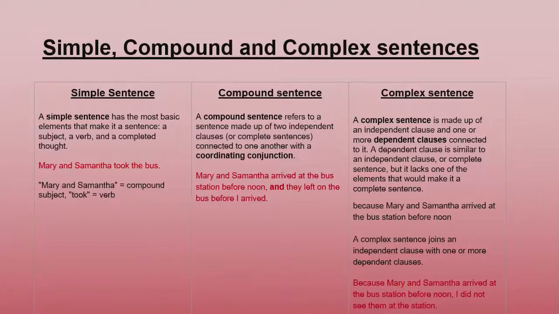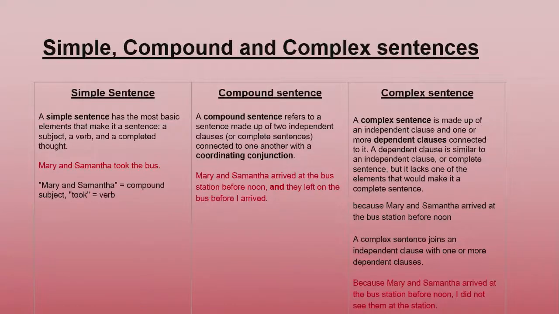A compound sentence, on the other hand, refers to a sentence made up of 2 independent clauses or complete sentences connected to one another with a coordinating conjunction. Mary and Samantha arrived at the bus station before noon, and they left on the bus before I arrived. So that's a compound sentence. And then a complex sentence is made of an independent clause and one or more dependent clauses connected to it. A dependent clause is similar to an independent clause or a complete sentence, but it lacks one of the elements that would make it a complete sentence.